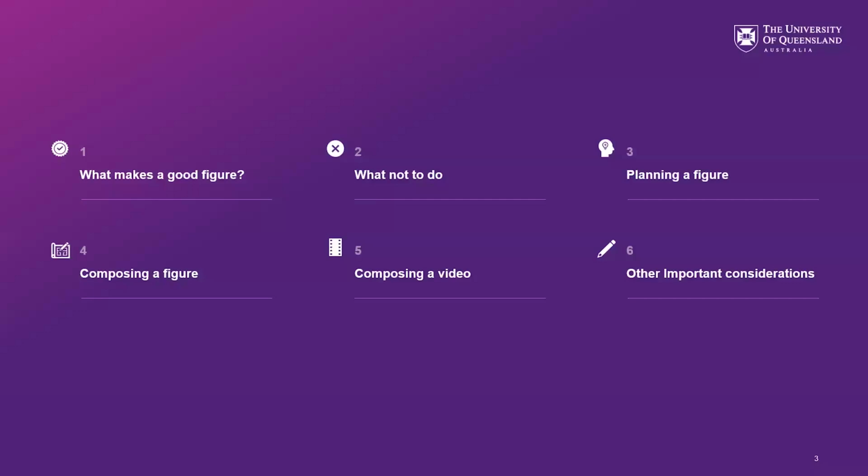So I've broken up the talk, or my section of the talk, into what makes a good figure, what doesn't make a good figure, what you can't do, how to think about planning out a figure and composing it, then a little bit on video, some other important considerations, and then Dave's going to do a bit more of a deep dive into Illustrator, because that is the program.